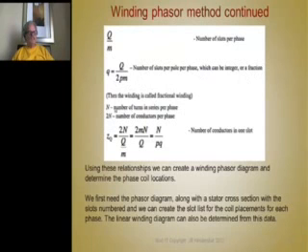So n is the number of turns in series per phase, and 2n is the number of conductors per phase. That's Z. Z is the number of conductors per phase times the number of coils per phase. That would be Z per phase. So the number of conductors in one slot equals this term. Using these relationships, we can create a winding phasor diagram and determine the phase coil locations.